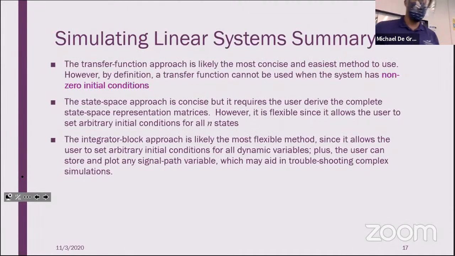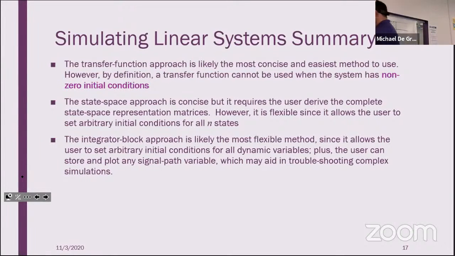Remember, the transfer function approach is the most concise approach, right? We find the transfer function, we have an input, we get an output, right? But it's not robust to non-zero initial conditions, right? So if you're told to use anything other than 0 initial conditions, you cannot use the transfer function method because by definition, the transfer function only exists when we have zero initial conditions.